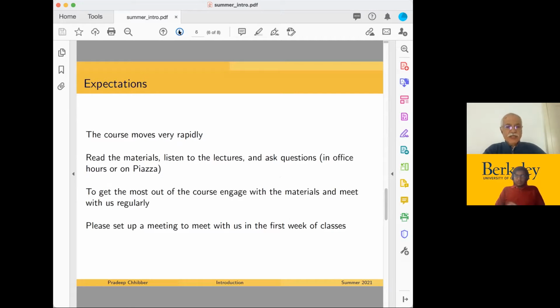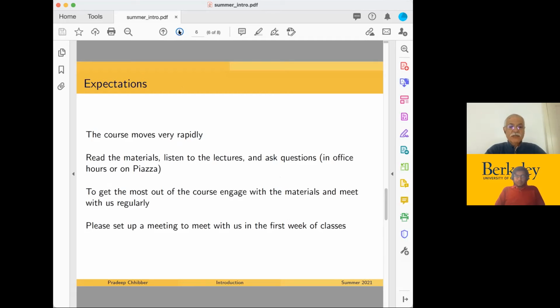What are our expectations? First, the course moves very rapidly. We are going to cover a lot of ground on India very, very quickly. 8 weeks is not enough, but that's what we have. I would urge you to read the materials, listen to the lectures, and ask questions in office hours or on Piazza. To get the most out of the course, engage with the materials and meet with us regularly.